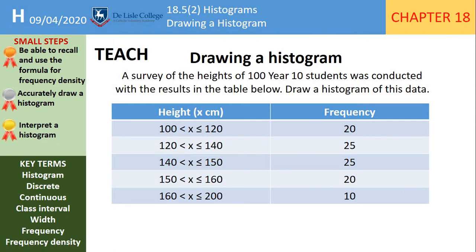So for today's lesson then, we are going to look at drawing a histogram, so it may be useful for you to have your exercise book ready. Let's have a look at this question together. A survey of the heights of 100 Year 10 students were conducted with the results in the following table. Draw a histogram for the data. So continuous data, we have the data grouped, we've got heights, and we've got the frequencies.